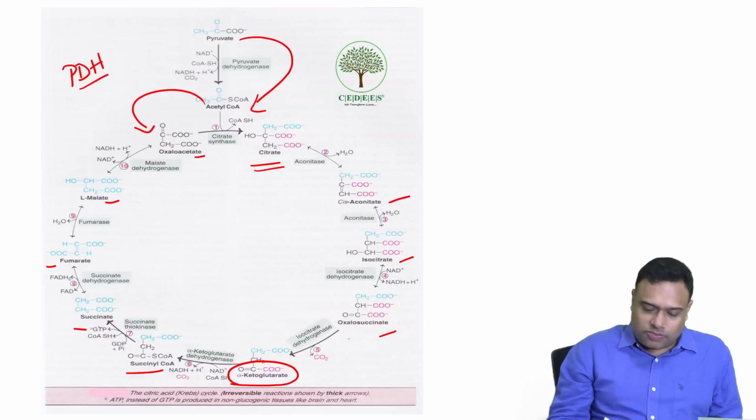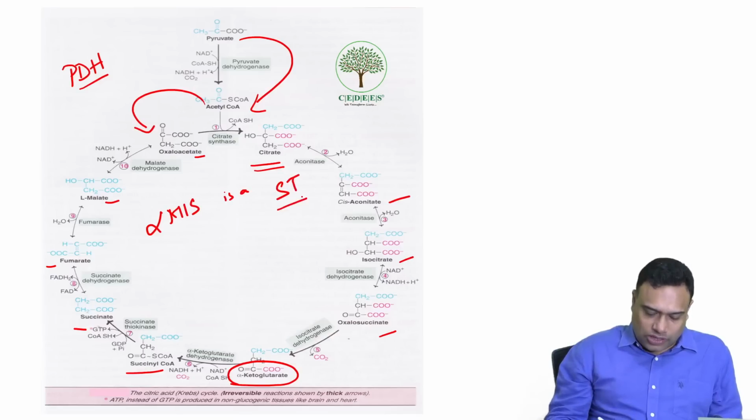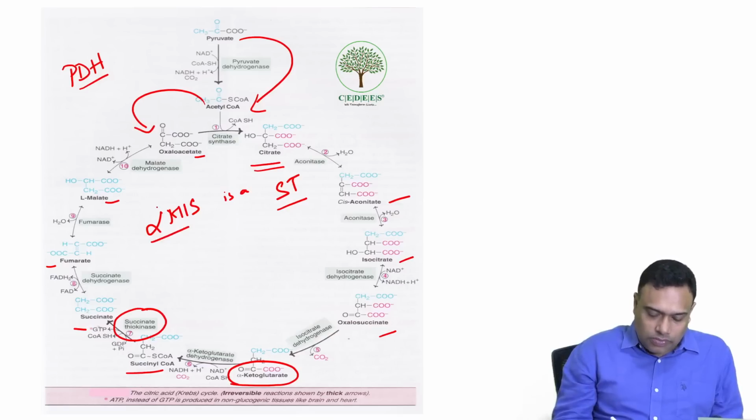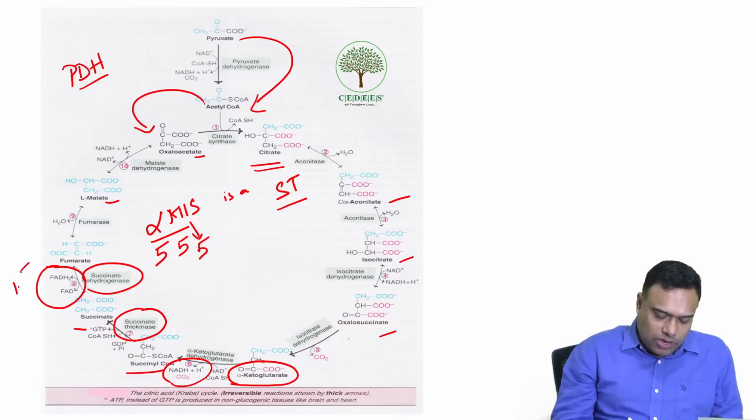What are the steps in which energy is produced? So the simple password is "Alpha miss is a silent teacher." ST is the substrate level phosphorylation, which stands for succinate thiokinase. The first three steps produce a lot of energy. That is, alpha ketoglutarate dehydrogenase, with the help of NADH, produces 2.5 ATPs. M is malate dehydrogenase, produces 2.5 ATPs. I is isocitrate dehydrogenase, produces 2.5 ATPs. Succinate dehydrogenase is here, which with the help of FADH2, a single molecule of FADH2 produces 1.5 ATPs.